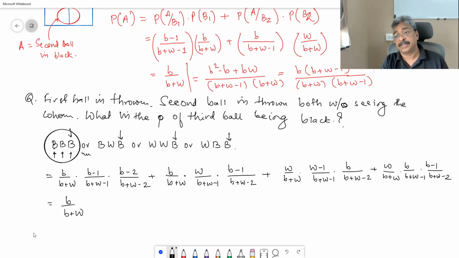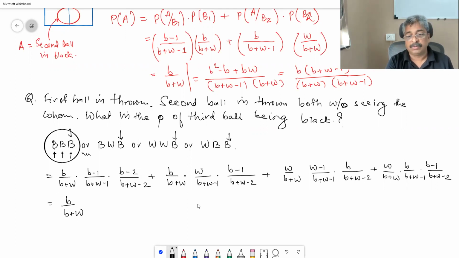So for all practical purposes, it doesn't matter how many balls you draw in the beginning and throw away, and you want the nth ball to be black, the probability continues to remain B upon B plus W. This is the initial proportion. The initial proportion continues to remain the same for the nth ball also, provided you are not looking at the balls that you are throwing in between. This is surprisingly happening, and it is true, and it happens by calculation.